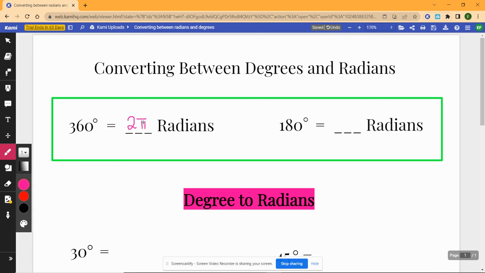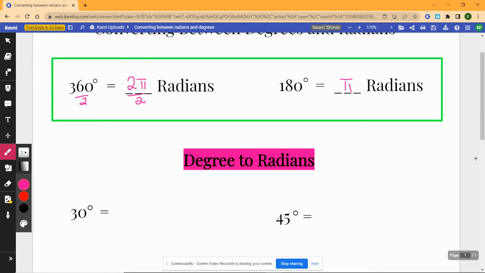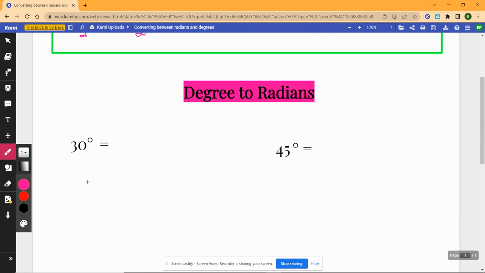If we think about trying to simplify this as much as possible, we can divide both by 2. 360 divided by 2 gives us 180. 2 pi divided by 2 gives us just pi. So we're going to use pi radians equal to 180 degrees as our unit conversion. In order to convert the degree to a radian, I will take the degree measure, put it over 1, and multiply by that unit, pi divided by 180 degrees.